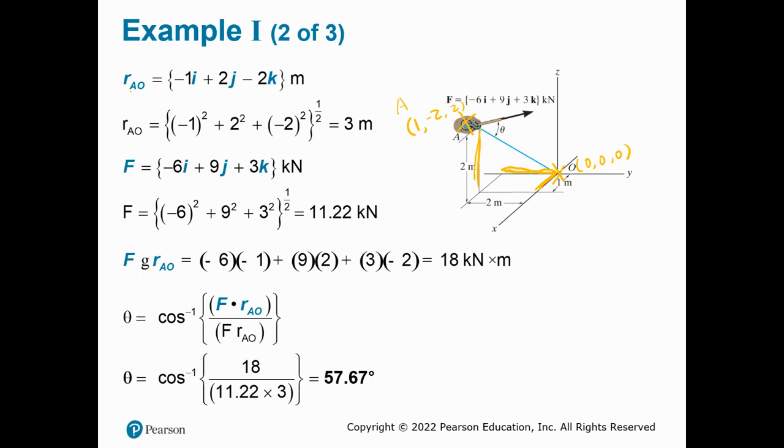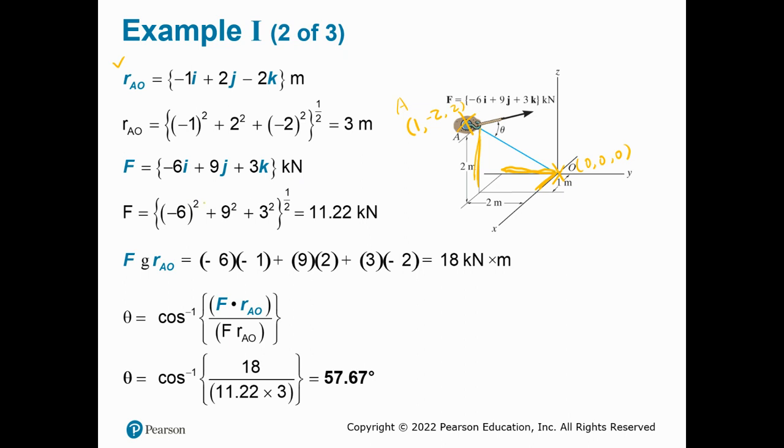In order to find RAO, we need the ending point minus the starting point. So you're going to take that 0, 0, 0: 0 minus 1, 0 minus -2, 0 minus 2. This gives me the position vector that passes through point A and point O, with starting point A and ending point O. Ending point, subtract the starting point.